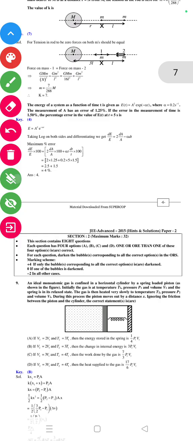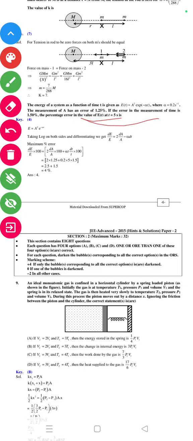अगला सवाल है, the energy of a system as a function of the time t is given as E of t is equal to A square exponential minus alpha t, where alpha is equal to 0.2 second inverse. The measurement of A has an error of 1.25%. If the error in the measurement of the time is 1.50%, the percentage error in the value of the E of t at t is equal to 5 seconds is?